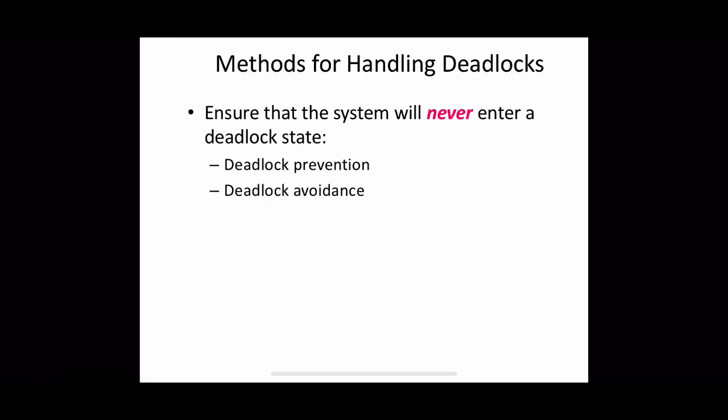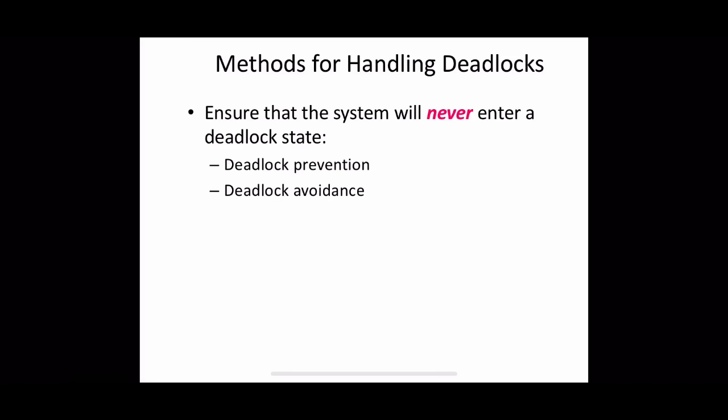In case of prevention, as we have seen in the last session, four different conditions should occur simultaneously for a deadlock. So if any one of those conditions is violated, definitely there won't be any deadlock. So that is the first method, denying one of the necessary conditions for a deadlock.